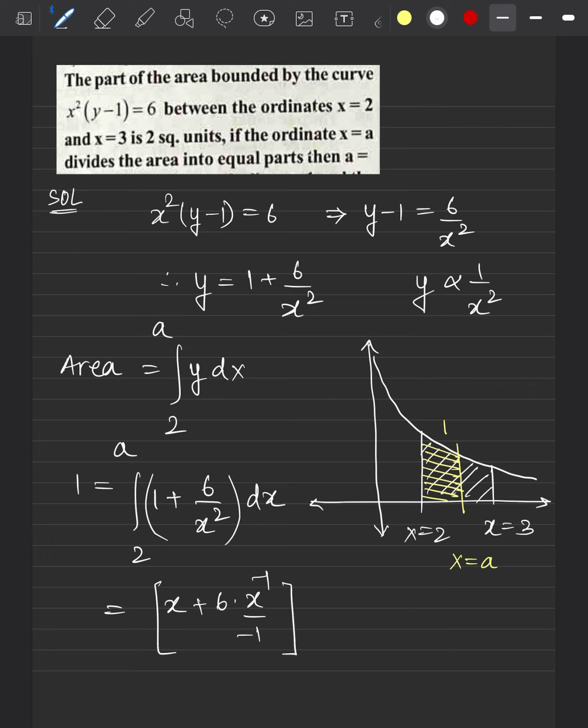And if we put the limits, it is from 2 to a, ये हमारे पास आ जाएगा 1 is equals to a minus 6 by a minus 2 minus 3. So if we do the simplification here, let us go to the next page. तो हमारे पास आएगा 1 is equals to a minus 6 by a and then we have plus 1.